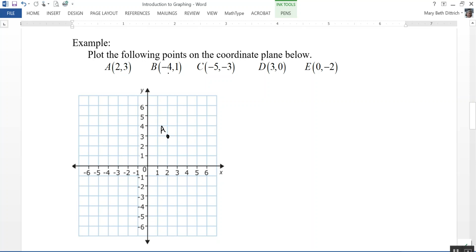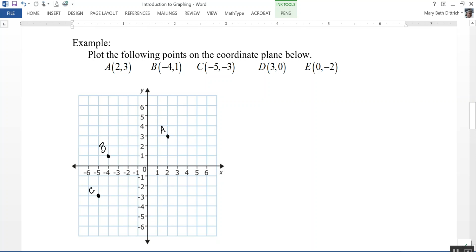Point B has an x-coordinate of -4 and a y-coordinate of 1. So I'm going to go -4 in the x direction, and my y is positive 1, up 1. So there's the point (-4, 1), and I'll label that B. C is (-5, -3). So x is -5, y is -3. So that right there is going to be my point C.